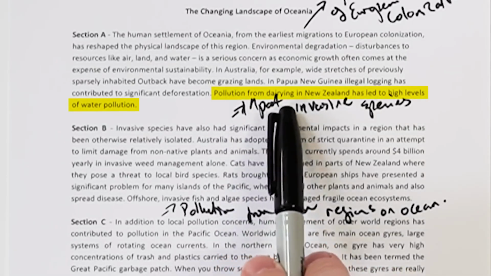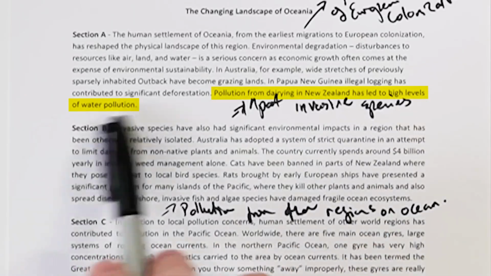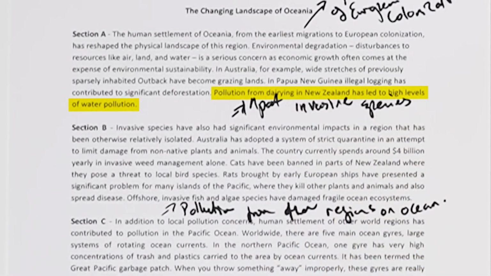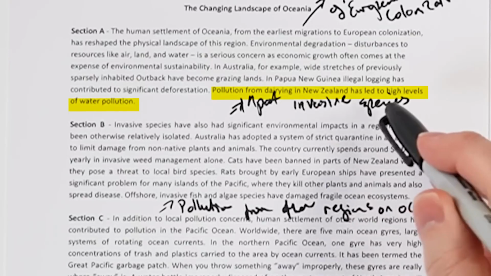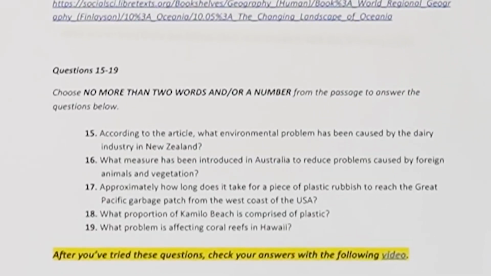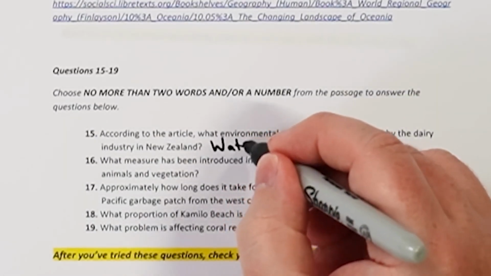Pollution from dairying in New Zealand has led to high levels of water pollution. So that's actually quite interesting, because you could assume that even if you didn't know dairy meant cows, milking cows, you would just have to look for the word New Zealand and then see dairy, what is it? High levels of water pollution. Okay, so the answer is high levels of water pollution, but no more than 2 words and or a number. What is the answer? It cannot be high levels of water pollution, because that is 5 words. So the answer is water pollution.